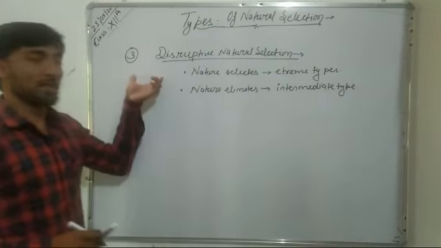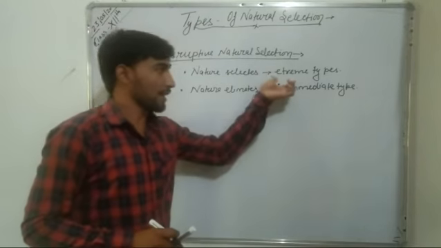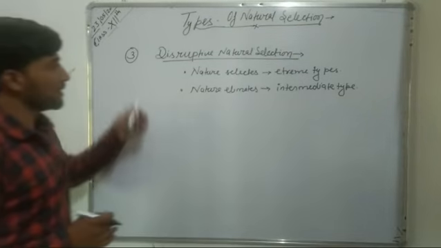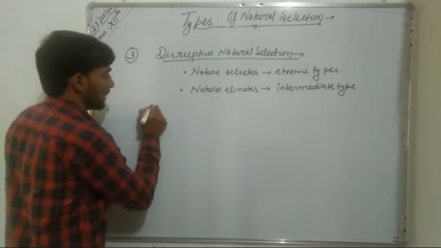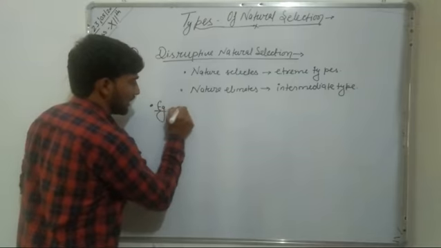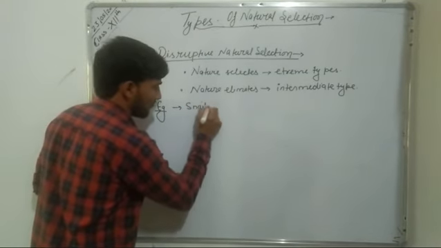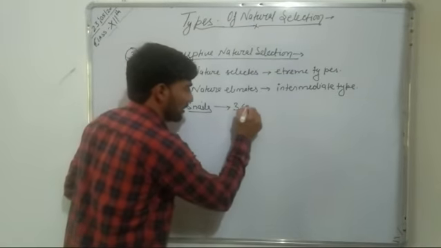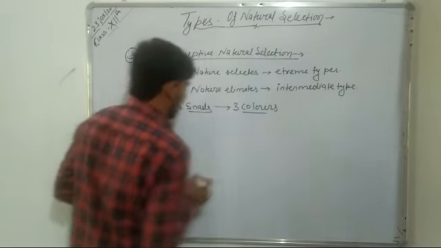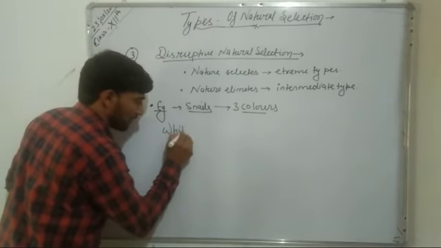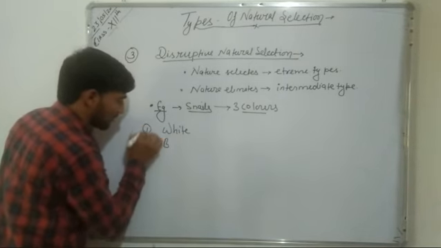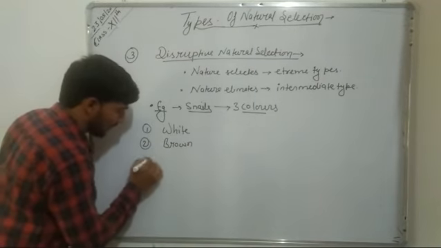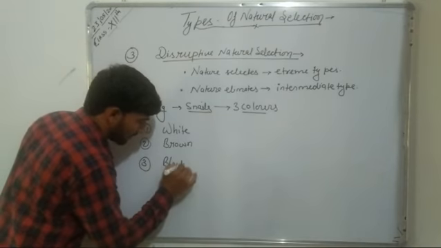So in case of disruptive natural selection, nature is selecting the extreme types and it is eliminating the intermediate types. Now we'll discuss this disruptive natural selection by taking an example of snails. In case of snails, we have three colors. First one is white colored snails. The second is brown colored snails, and the third is black colored snails.